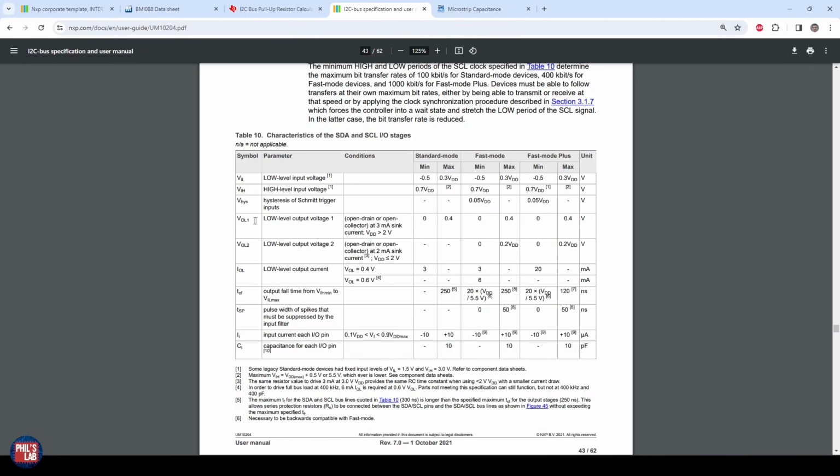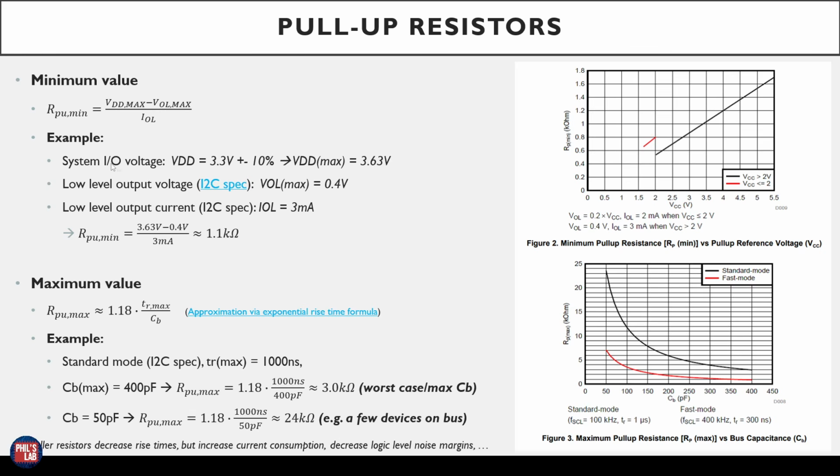We can see our output level low voltage. So our VOL max, specified at 3 milliamps sink current and VDD greater than 2 volts, is 0.4 volts regardless of standard mode, fast mode or fast mode plus. And our IOL, again, this is where our VOL was specified, and that's at 3 milliamps, so that's the value we will use, at least for standard mode and fast mode, for example. So therefore, as an example, let's say our system I/O voltage is 3.3 volts, and we have a tolerance on that typically, and let's say a very bad case might be plus minus 10%.